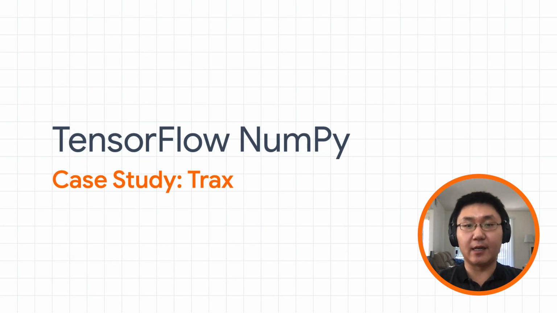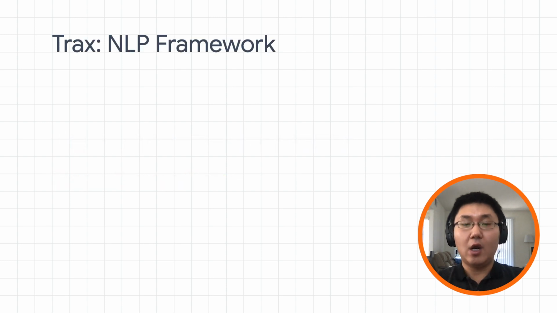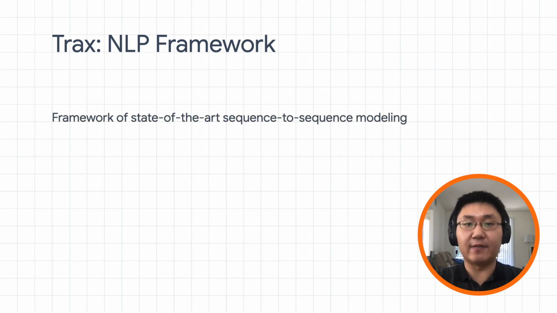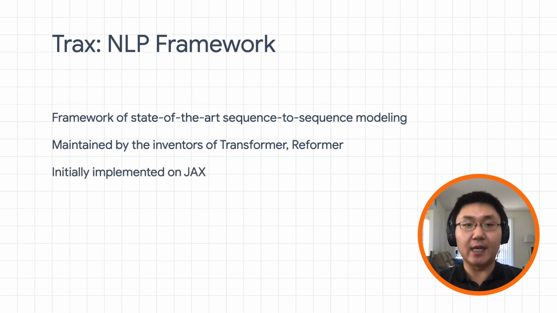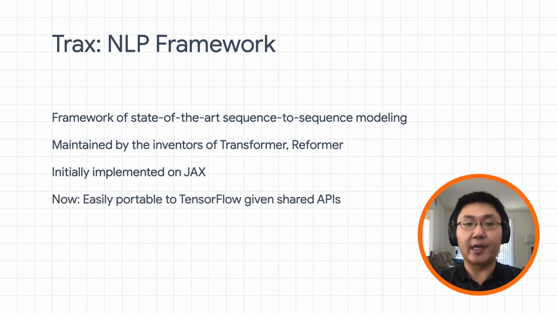Our second case study is Trax. Trax is the next generation of the tensor2tensor library. So it's a framework for state-of-the-art research in sequence-to-sequence modeling. It's created and maintained by the inventors of Transformer, Reformer, and many famous NLP models. So it was initially implemented on JAX, but now we have already exported it to TF NumPy, so users of Trax can easily do their Trax training on TensorFlow.